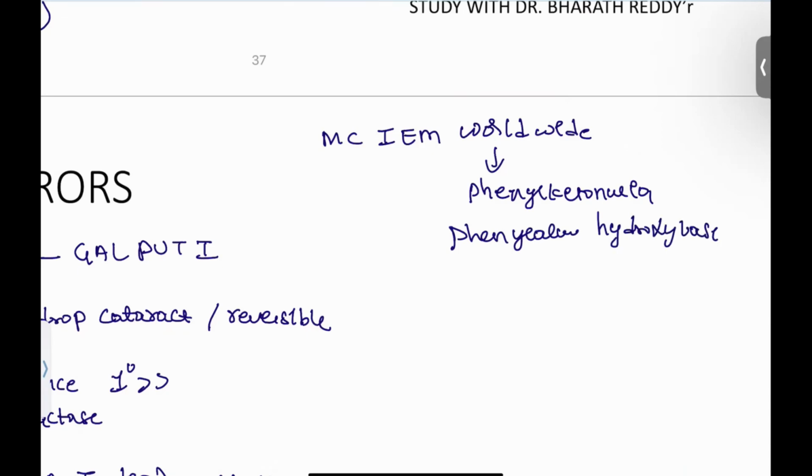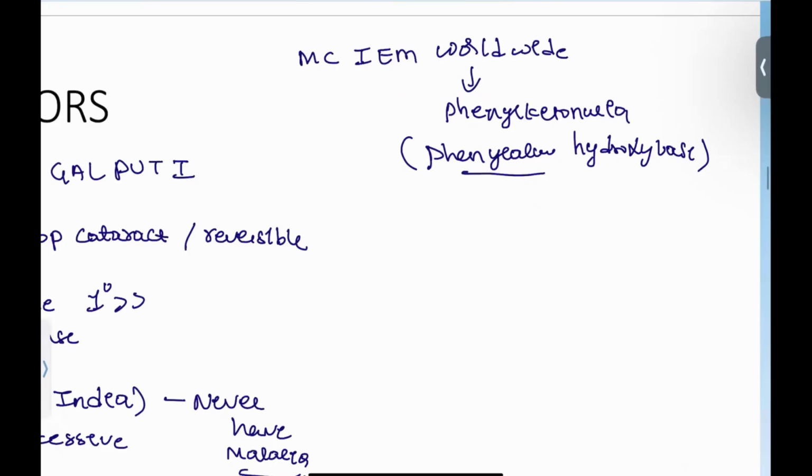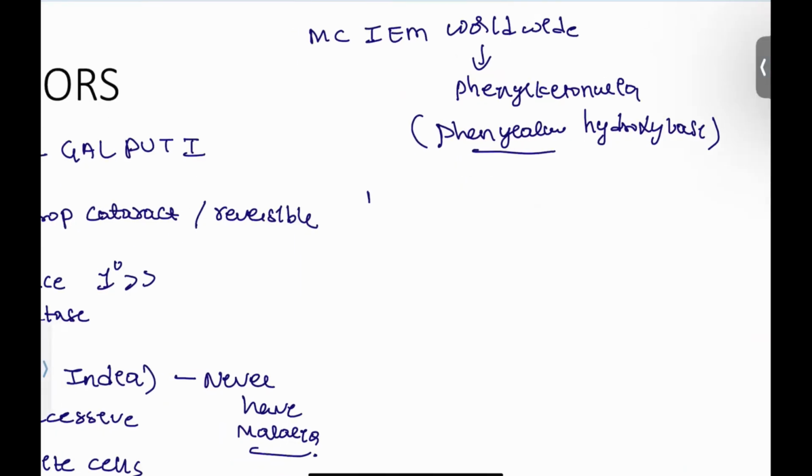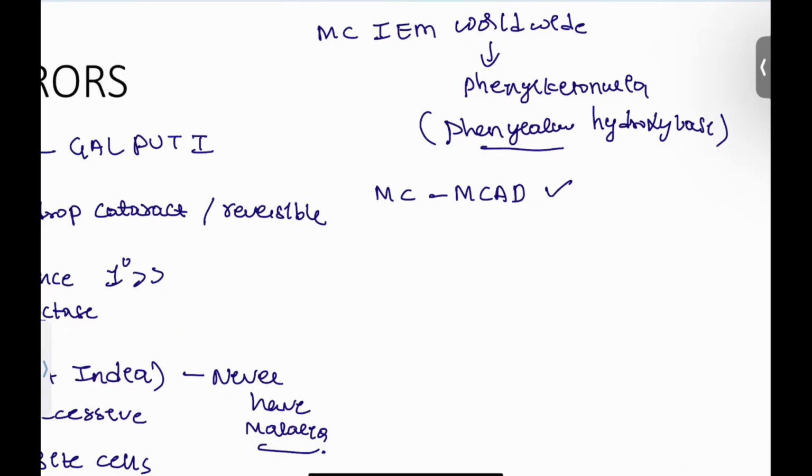Okay, this is the enzyme that is involved in these patients. But in India, the most common one is MCAD, medium chain acyl-CoA dehydrogenase deficiency. So this is the most common in India. Next one is alkaptonuria.